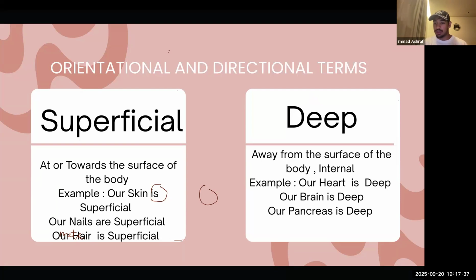You can't see your heart. It's within the skin, within the fat, within the muscles, within the rib cage. It's deep. Our brain is deep. You have a skull covering your brain. You have hair, you have skin, all of that covering it. So it's deep. Our pancreas is deep. It's somewhere deep within the GI, within the stomach, you know?